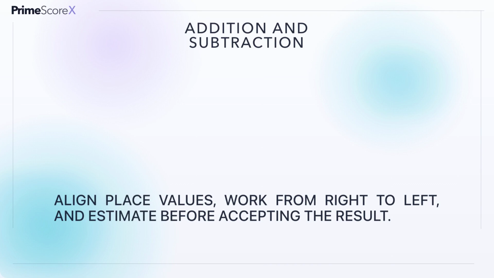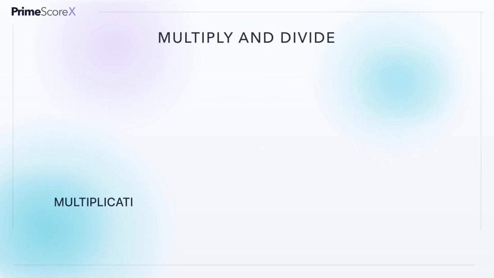Before you begin, round the numbers and estimate. If 3,982 plus 2,117 is close to 4,000 plus 2,000, your final answer should be near 6,000. Estimation helps expose misplaced digits and borrowing errors.